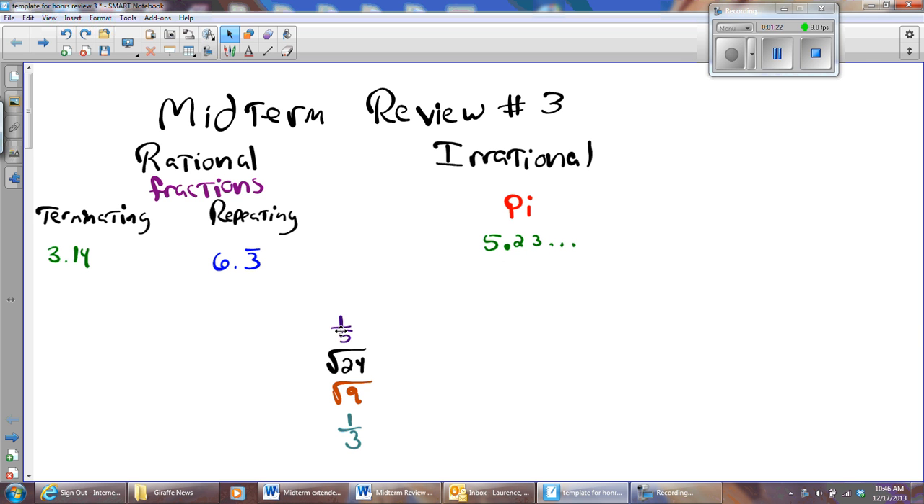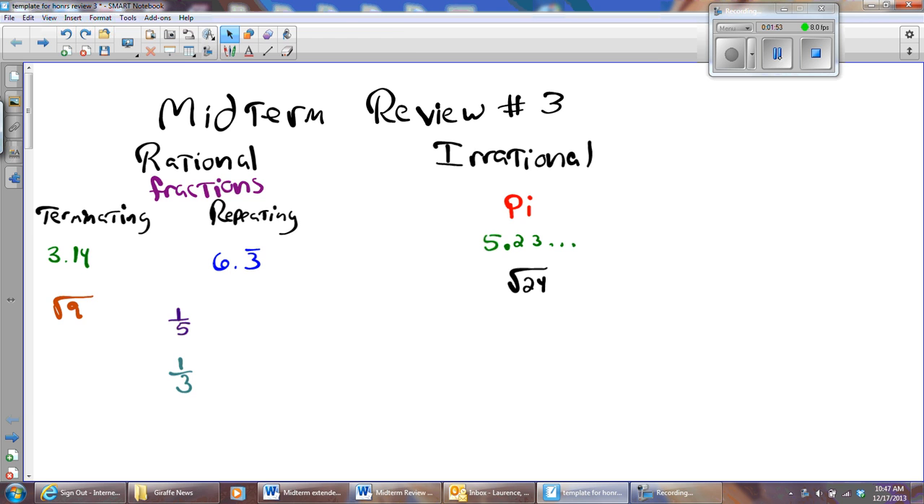The fraction is going to be rational, but you may not know if it's terminating or repeating. We'll check that in a second. The square root of 9 is 3. Well, that's terminating, isn't it? 3 doesn't go on forever, it stops. Okay, 1/3, another fraction. We'll check that in a second. Now, the square root of 24. Well, you don't know a number times itself that equals 24. Neither do I. That is an irrational number. Okay, if it's not a perfect square, it's irrational.